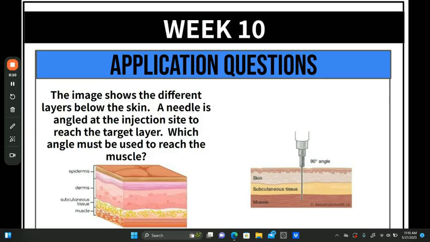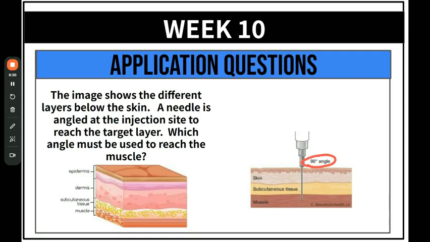So in the first one it says the image shows the different layers below the skin. A needle is angled at the injection site to reach the target layer. Which angle must be used to reach the muscle? Actually, in this one they tell you the answer, but you want to make sure that it is at a 90-degree angle.